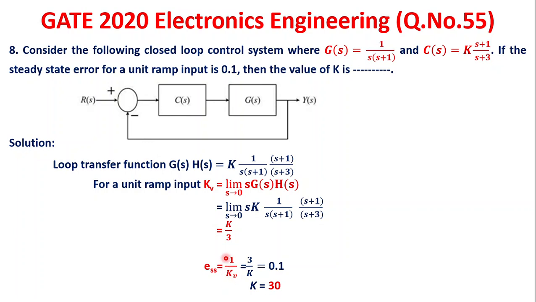So what is steady state error? 1 by kV. What is that? Reciprocal of this, 3 by k. 3 by k should be equal to 0.1. Therefore, what is k? K is 3 by 0.1, which is 30. So k is equal to 30. So see how easily we can solve.